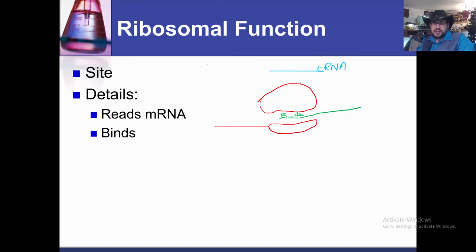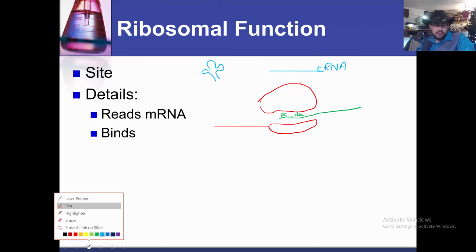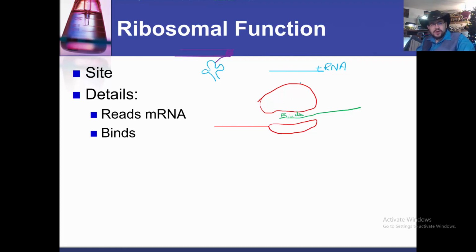And it kind of looks like a little T. It looks like something like that. And it is carrying a little amino acid. So here we go, and here's an amino acid. So it comes over, it attaches to the ribosome, and deposits its amino acid.